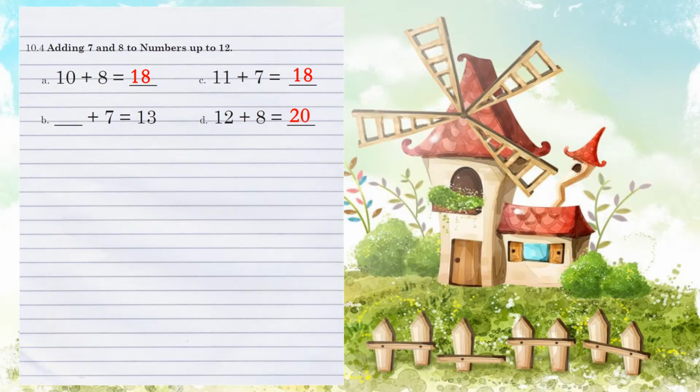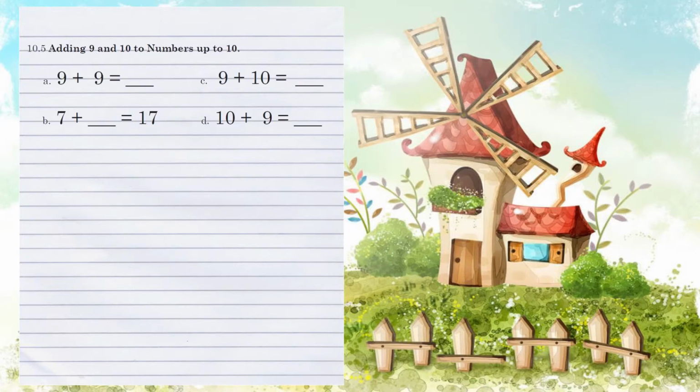Example B, what number plus 7 equals 13? Here we're just going to add using our marks, counting from 7 to 13. 8, 9, 10, 11, 12, 13. How many marks did you make? Count them up. There are 6. That is the number we started with.